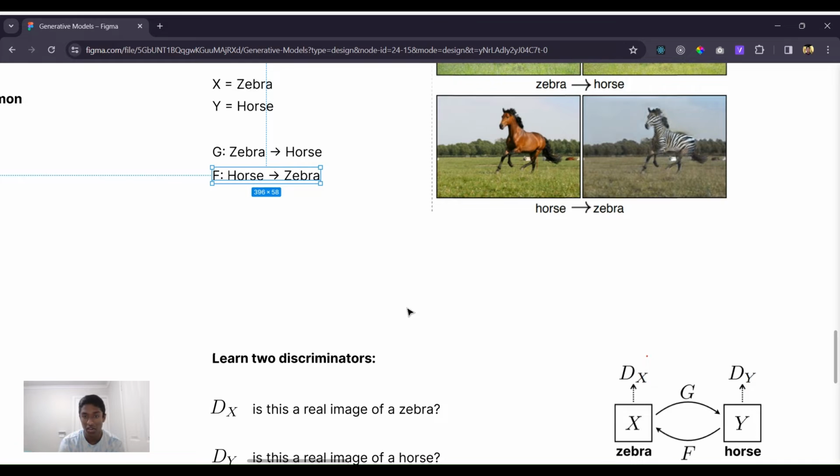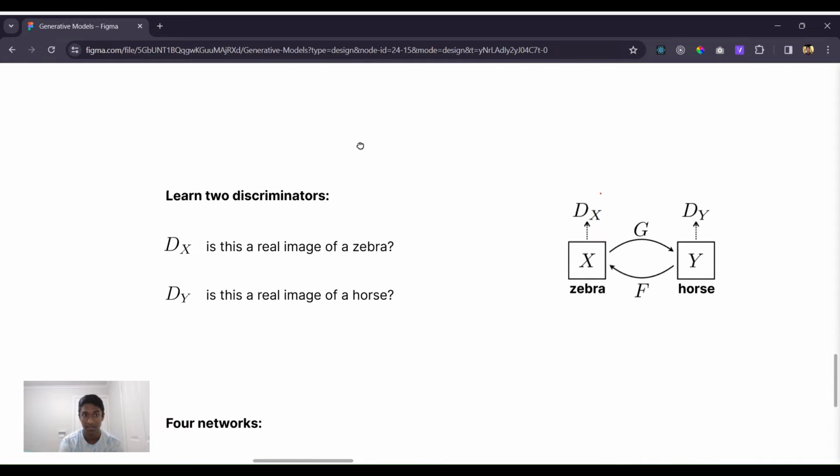Now, with two generators, we also need two discriminators. Discriminator X is going to ask, is this a real image of a zebra? So, given an image of a zebra, it's going to ask, is it a real image of a zebra? And similarly, D of Y, remember Y is our horse domain, is going to ask, is this a real image of a horse? I think this diagram explains it very well.